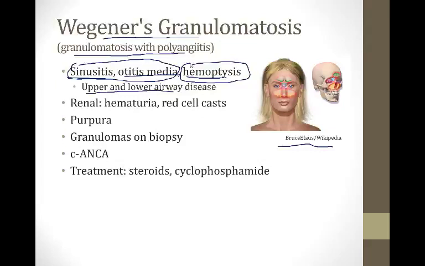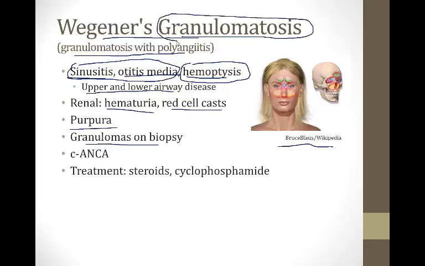In addition, there's characteristic renal involvement with hematuria and red cell casts, and these patients can also have palpable purpura. This is a granulomatous disease, and that's easy to remember because granuloma is in the name of the condition. The antibodies that are elevated here are C-ANCA. Remember, this is the only C-ANCA disease. The other two ANCA diseases are P-ANCA, and this is also treated with steroids and cyclophosphamide.